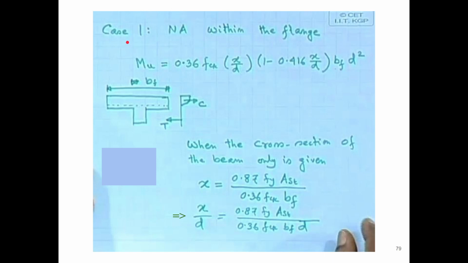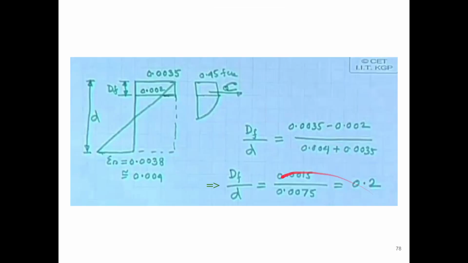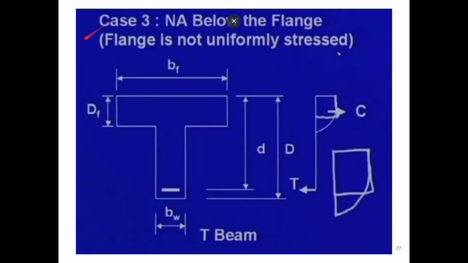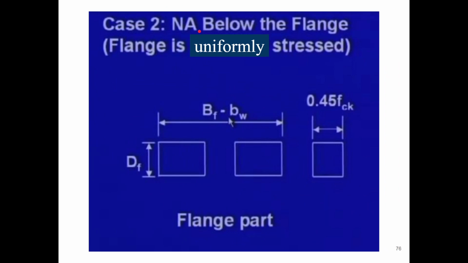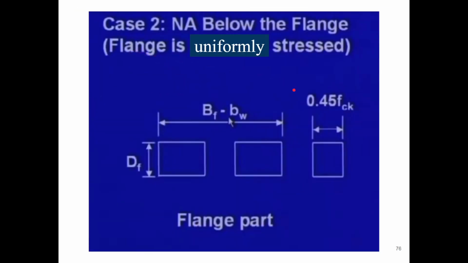So the first case is that, before that I want to say, from this equation you can understand, if the Df by d value is less than or equal to 0.2, that means the depth of flange is the smallest. Then the second case will occur, that is the neutral axis will be this one, Df. So if the depth of flange is very less, less than 0.2, it will be the second case. So the flange is uniformly stressed.